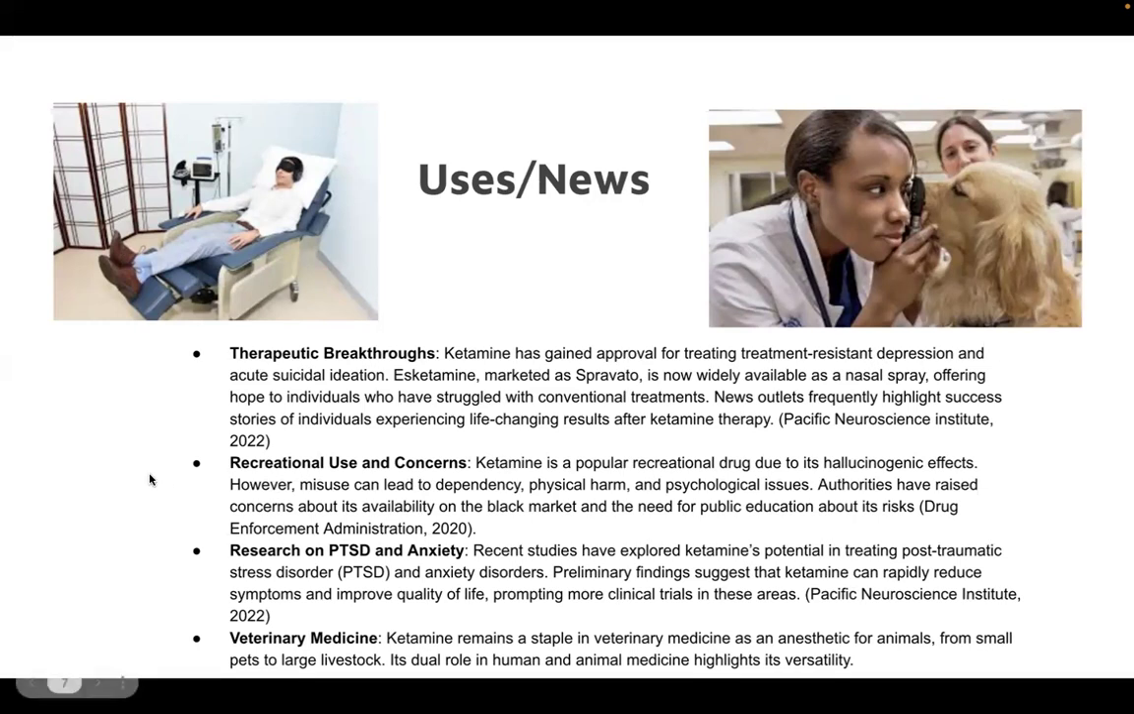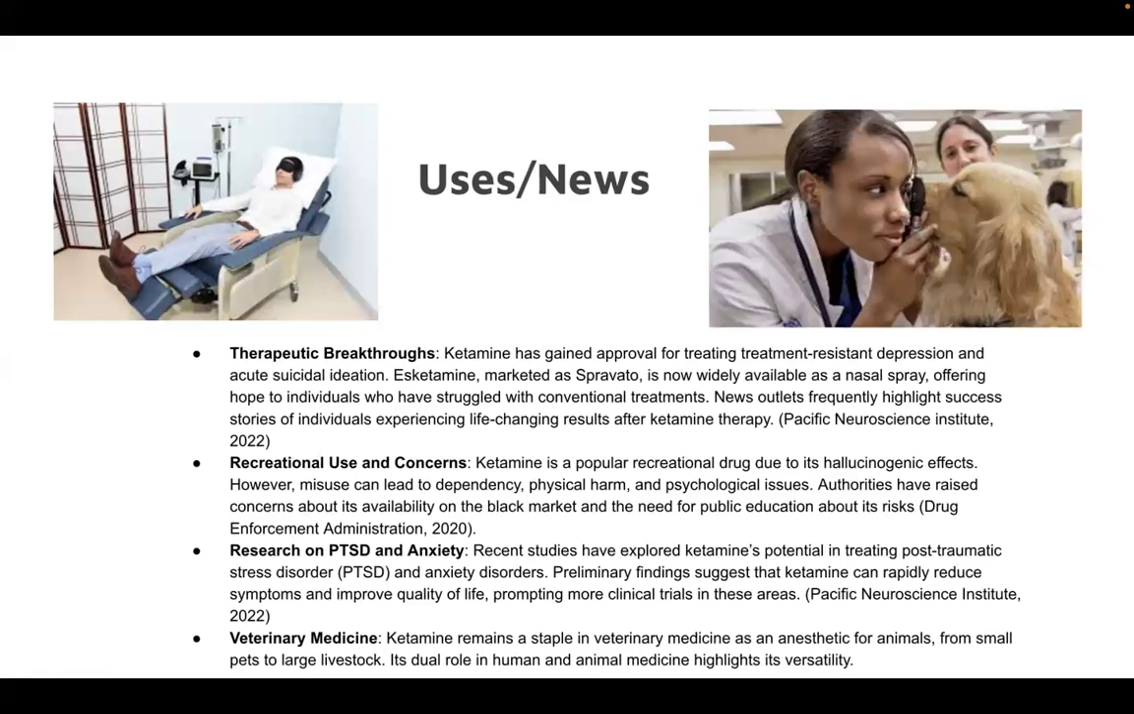And yeah, there's recreational use and concerns. Ketamine is a popular recreational drug due to its hallucinogenic effects. However, misuse can lead to dependency, physical harm, and psychological issues. And authorities have raised concerns about its availability on the black market and the need for public education about its risk.